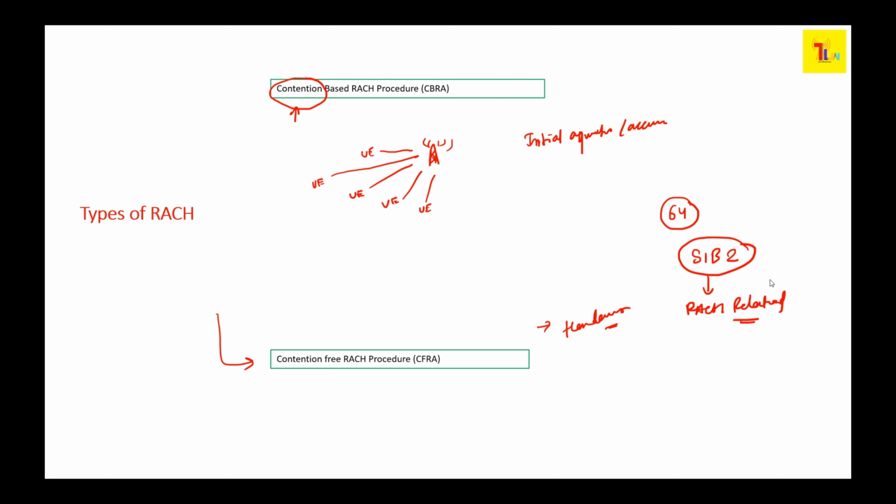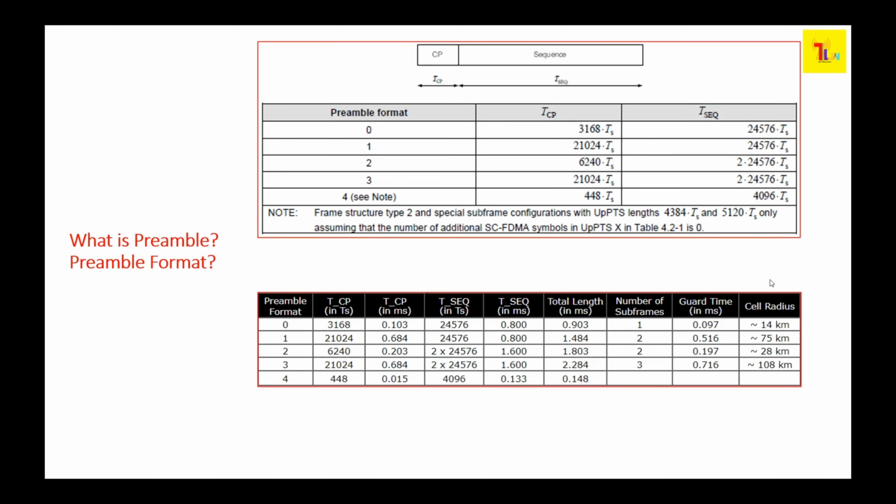So now we are able to understand what RACH is, why RACH is required, when RACH is required, and how many types of RACH procedures there are. So these are the points that we have covered. Now, one of the important things that we are discussing is preambles. We are discussing that there are 64 preambles which are going to be used in LTE.